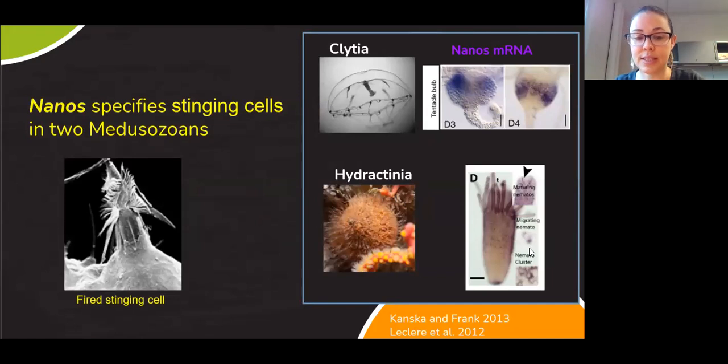Previous studies were able to study nanos in Medusozoans, and they demonstrated that nanos specifies stem cells in Clytia and Hydractinia. If you look in more detail at this image, you can see that nanos is highlighted in purple, and it is identified in relation to the development of stem cells.